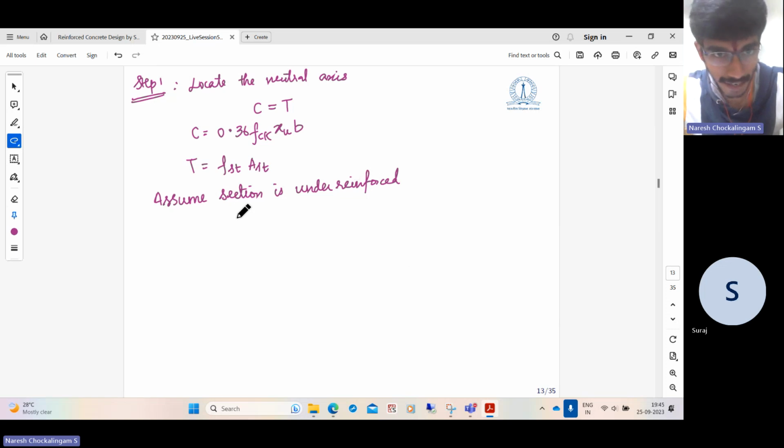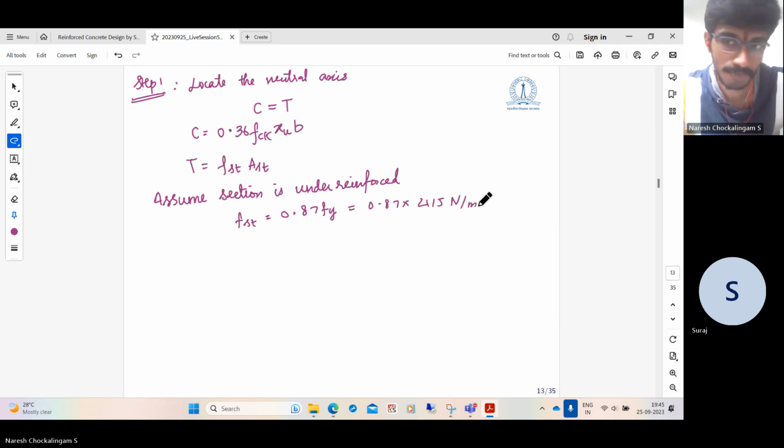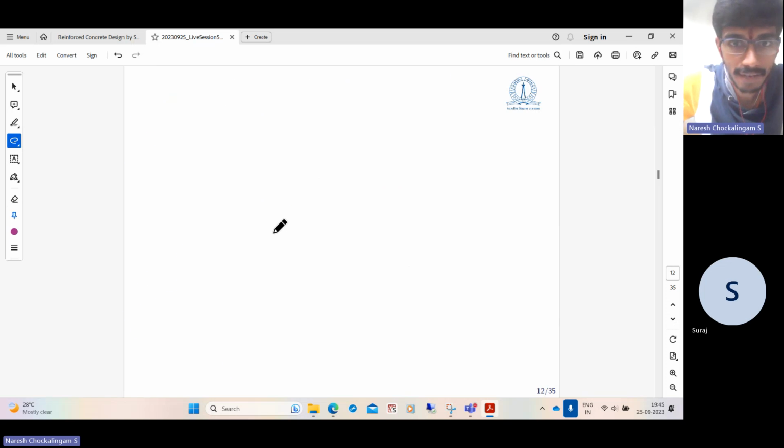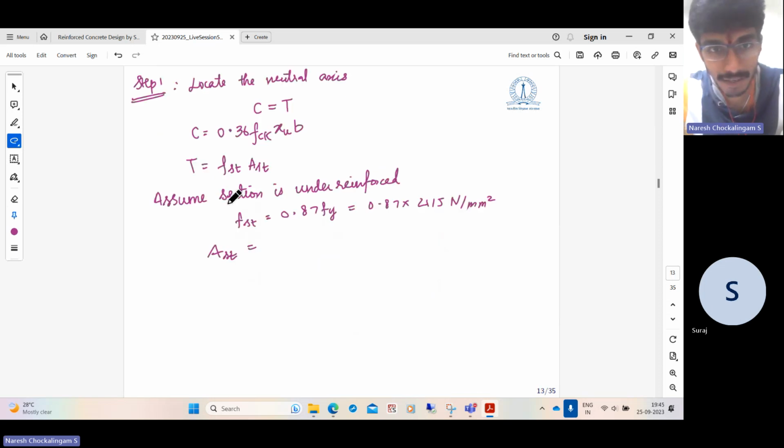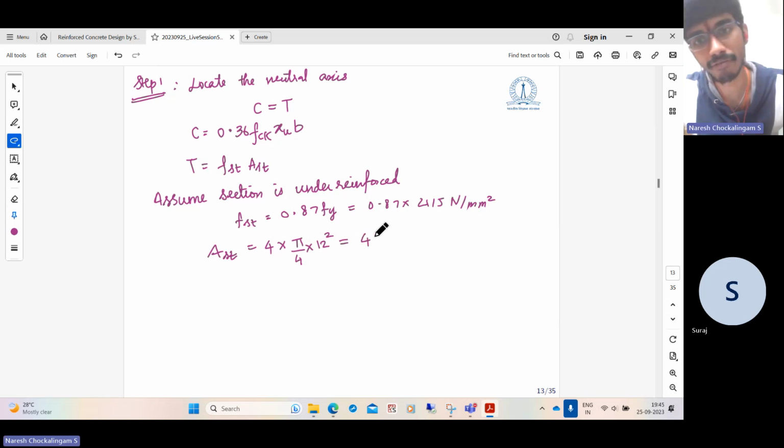So assuming that the section is under reinforced, FST is equal to, it has already yielded, so it is 0.87 times Fy, which is 0.87 times 415 Newton per mm square. What is AST? They have given: we have 4 bars of 12 diameter. So the area of steel is 4 times pi by 4 into 12 square, and the area of steel comes out to be 452 mm square.